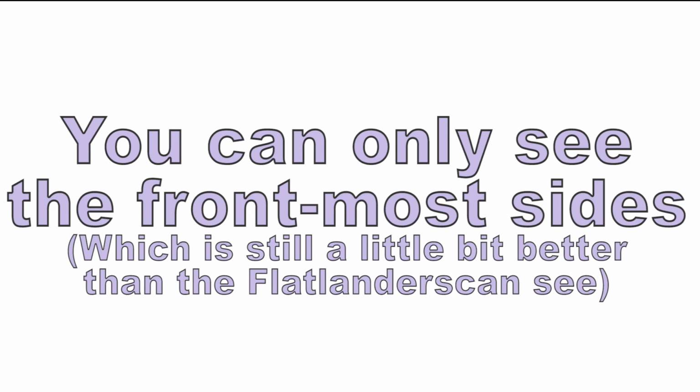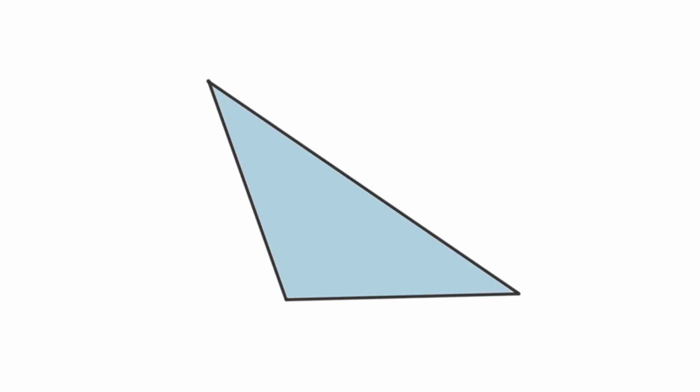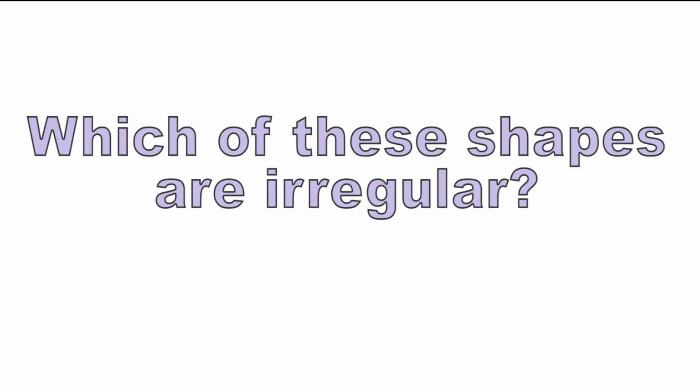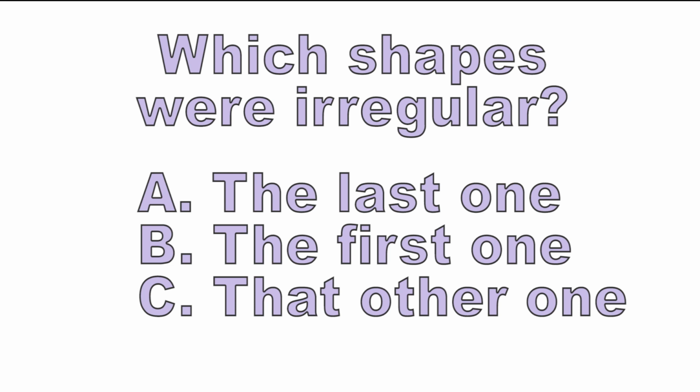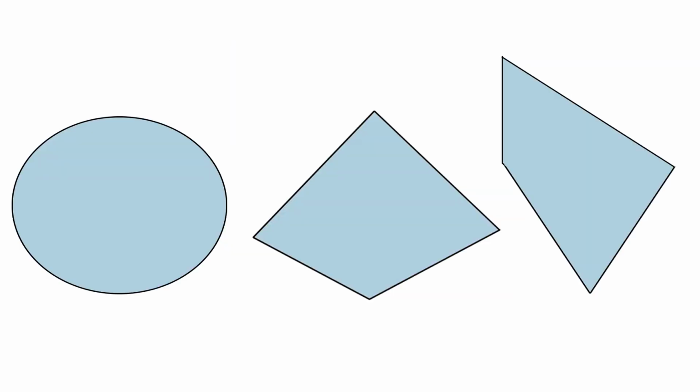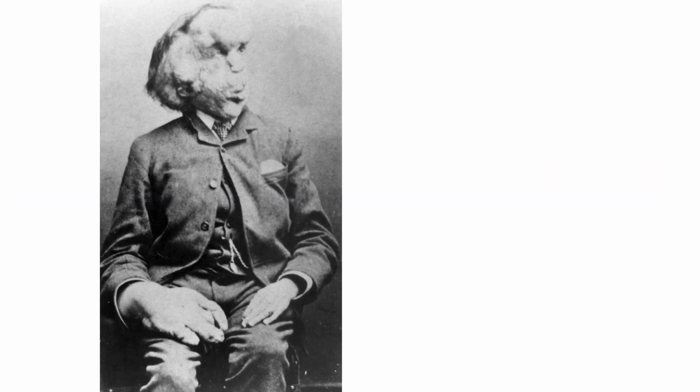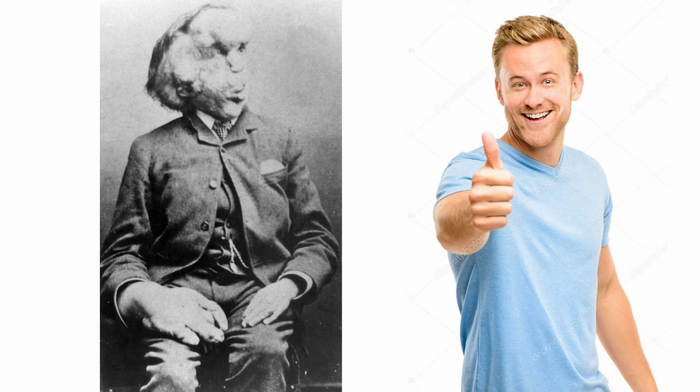To test this, how about we do a little experiment? I'll have a few shapes cross the screen and you'll only be able to see the frontmost sides. For example, if this triangle passed you, all you'd be able to see was this. Okay, now, which of these shapes are irregular? Alright, answer time. Which shapes did you guess were irregular? Ha, guess what? All of them were. What I'm saying is that these freaks aren't exactly like the Elephant Man or anything like that. They're more like a man whose face is slightly too small for his head. It's not immediately obvious.